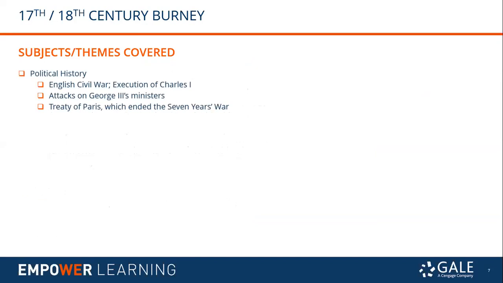Specific themes I want to highlight. First is political history, whether you're studying the English Civil War, the execution of Charles I, the Treaty of Paris, which ended the 7-Year War, or the attacks on George III and his ministers. Literary history: Burney has a collection related to some unique literary works of female writers of the 18th century. There are poems, essays, and substantial works on females of the 18th century, but also some really unique printed sermons.